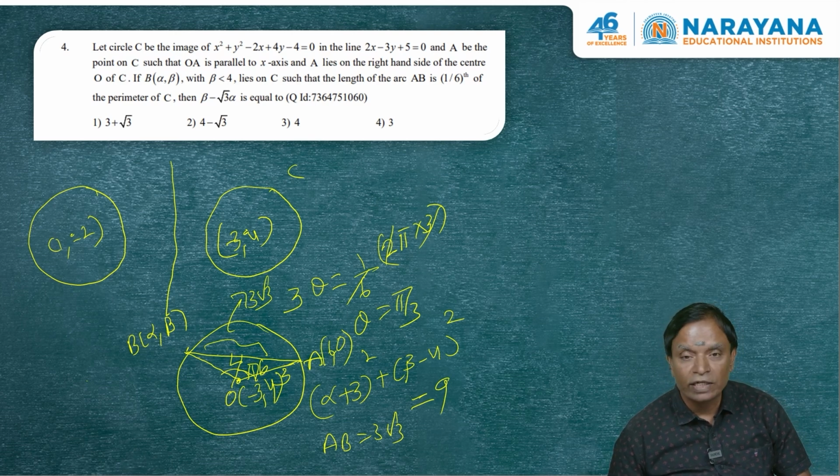So you can use this relation. You will get another equation in alpha and beta. By solving these equations, you can get beta and alpha, and then you can find beta minus root 3 alpha. Okay. Next.